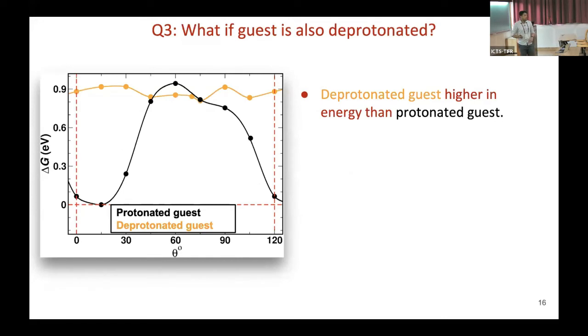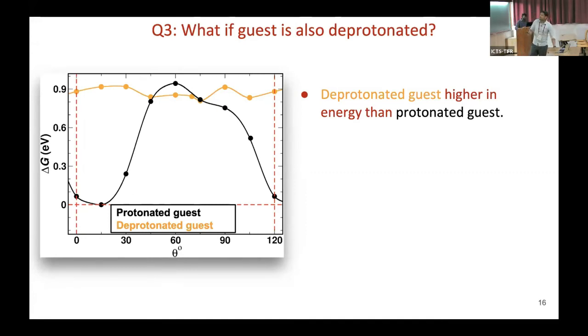Now the question is, what happens if the guest molecule gets deprotonated? We knew that the host molecules were deprotonated, and we have observed that in STM and XPS studies. But what happens if the guest molecules also get deprotonated? So we can see, if we compare, the black one is the protonated guest, and this orange one is the deprotonated guest. The deprotonated guest is higher in energy than the protonated guest, so this will be less favored.